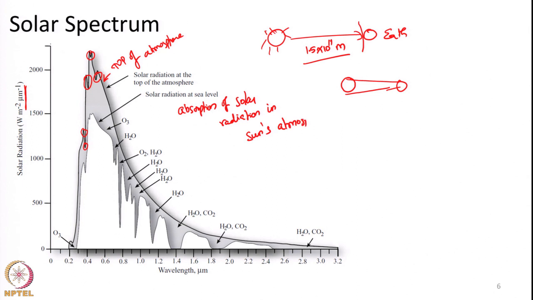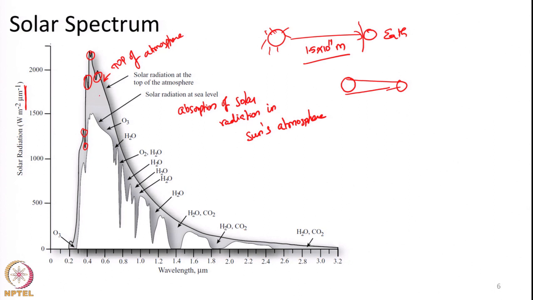The sun also has an atmosphere, which we call the photosphere, made up of a lot of heavy elements, heavy metals and so on, in a gaseous state. Those elements present in the sun's photosphere will absorb some characteristic wavelengths, very similar to how Earth's atmosphere behaves. That is why we see these sharp absorption features in the solar radiation reaching the top of Earth's atmosphere.